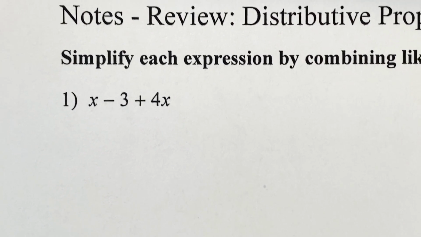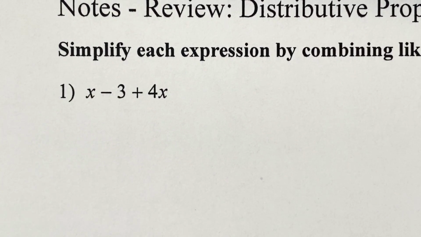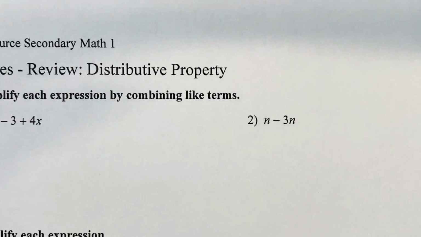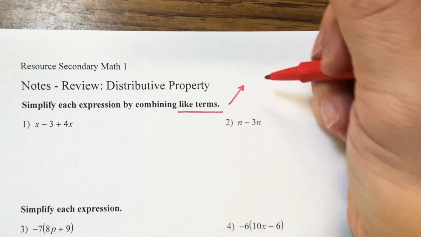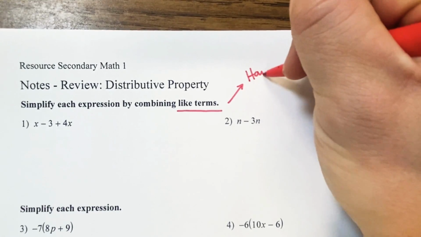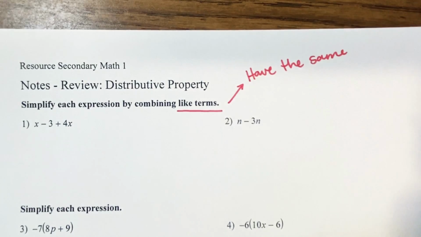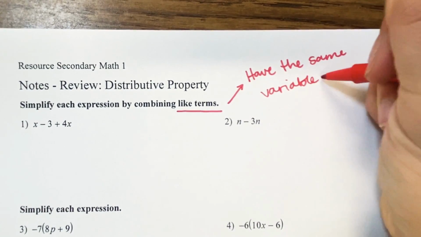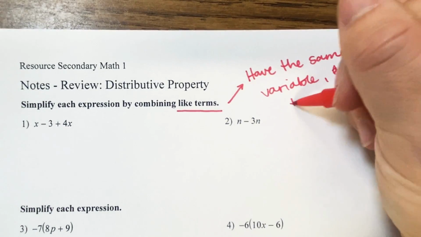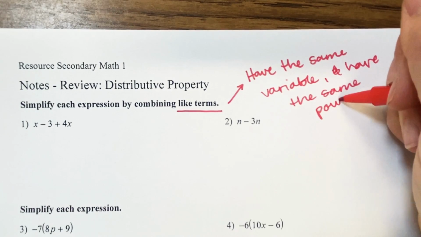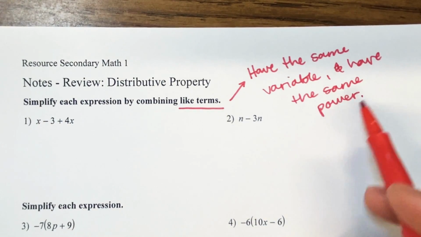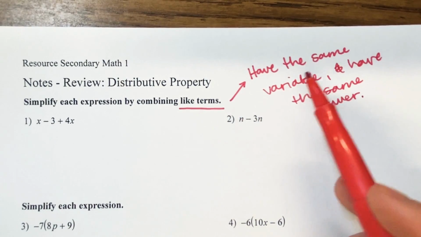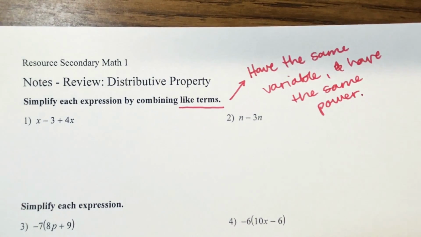On number 1, it is asking us to simplify each expression by combining like terms. So let's go ahead and define like terms. A like term has to have the same variable, so same letter, and have the same power. If they both have an x, but one x is squared and the other x is not squared, that would not be a like term, right? So they either have to have the same variable or they don't have a variable, and that variable has to be to the same power, okay?